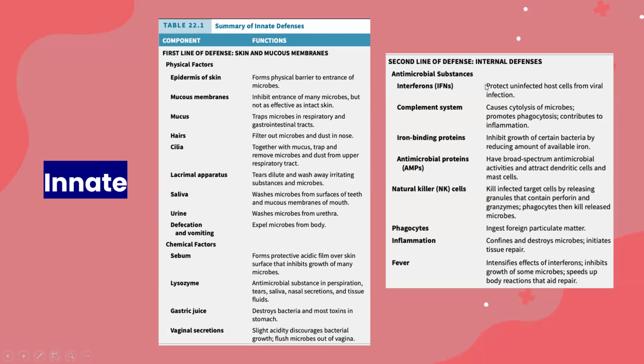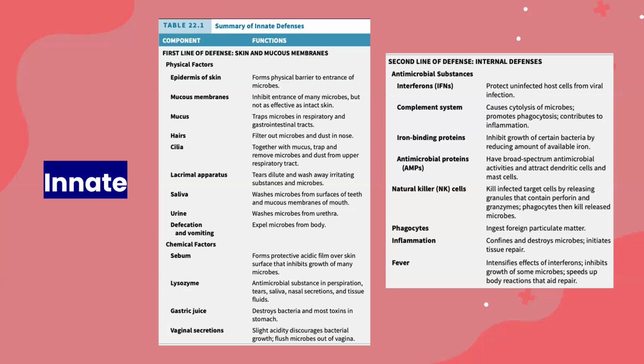The second line naman of defense are the internal defenses. They're still innate because they do not need any evidence, any antigens to, well, they do, but they don't need any more processing for an attack to happen. Okay, they just know immediately na the body cannot be exposed to this, so we will fight it right away. Okay, like your interferons, okay, they protect us from viral infection. We have the complement system, which helps promote phagocytosis and contributes to inflammation, while inflammation confines and destroys microbes non-specifically.